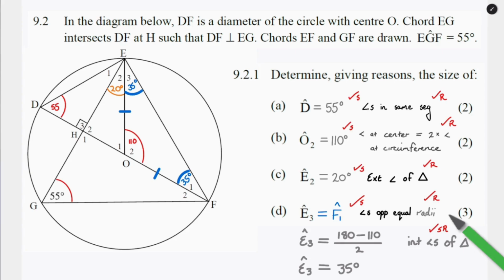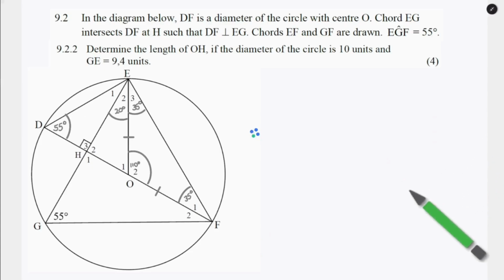They are awarded in the following places: pretty stock standard statement reason for the first 3, and then for the last one you get statement reason marks pop over there, and then one for the statement and reason of interior angles of triangle. And the last question from question 9.2.2 asks us to find the length of OH.